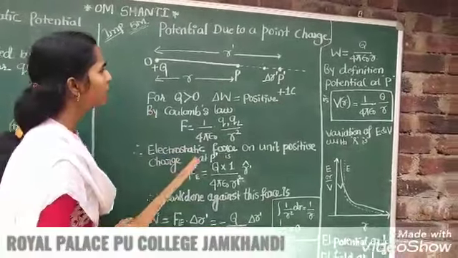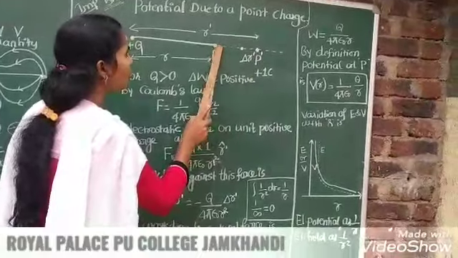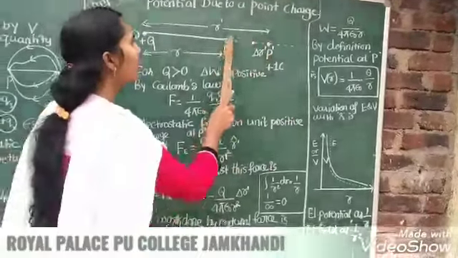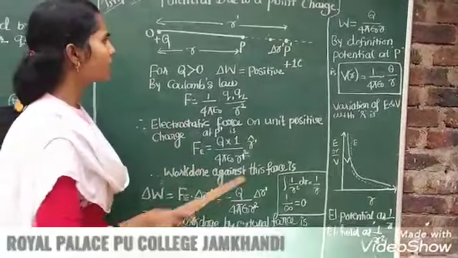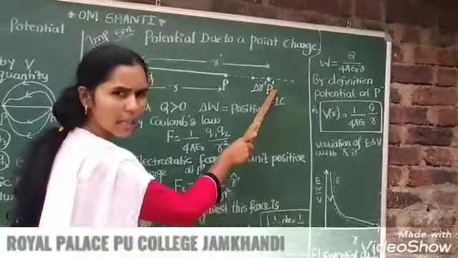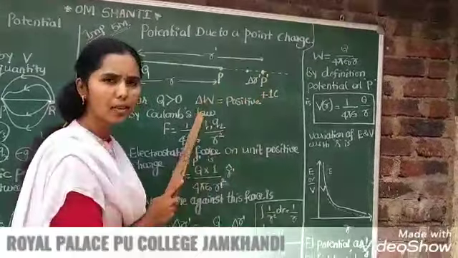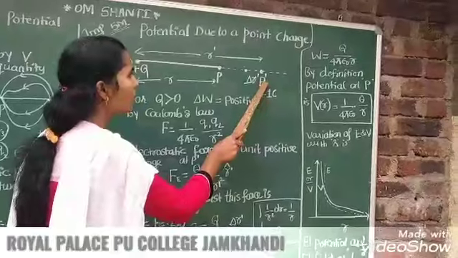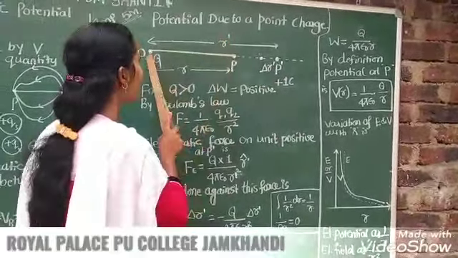Then we know that in the path, means from the point P, we can take the radial distance. So let us take P dash as the intermediate point in the path of the charge, which is at a distance r dash from the origin.